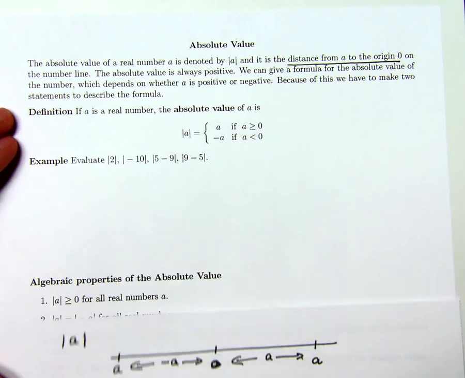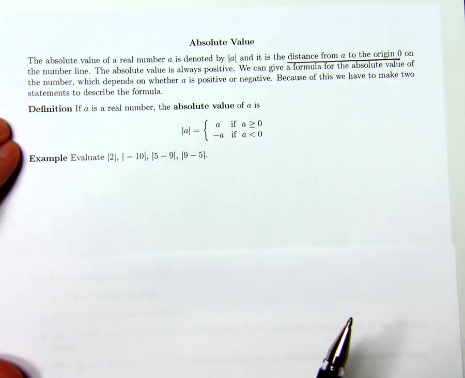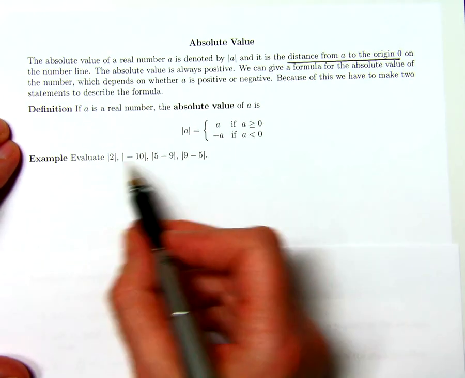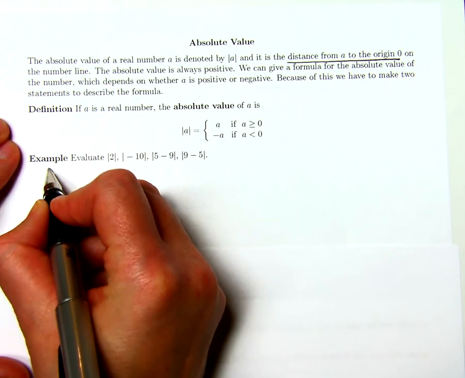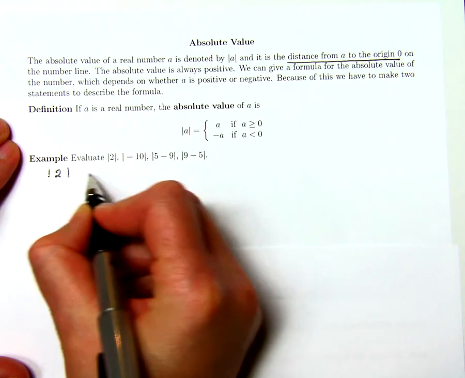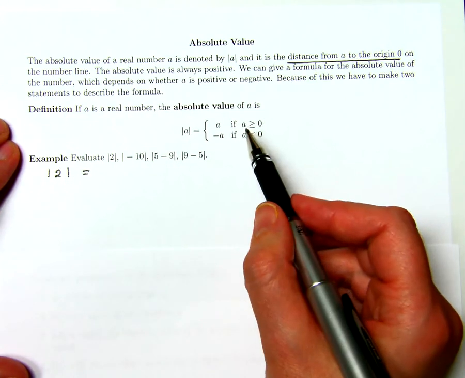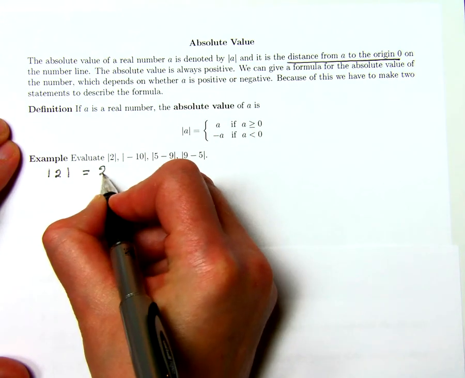And similarly, when we're calculating, we need to consider both possible cases. We need to figure out which case we're looking at in order to calculate. So for example, the absolute value of 2, well, I have to check, is 2 positive or negative? 2 is positive, so the directions say that the absolute value of 2 is 2 itself.